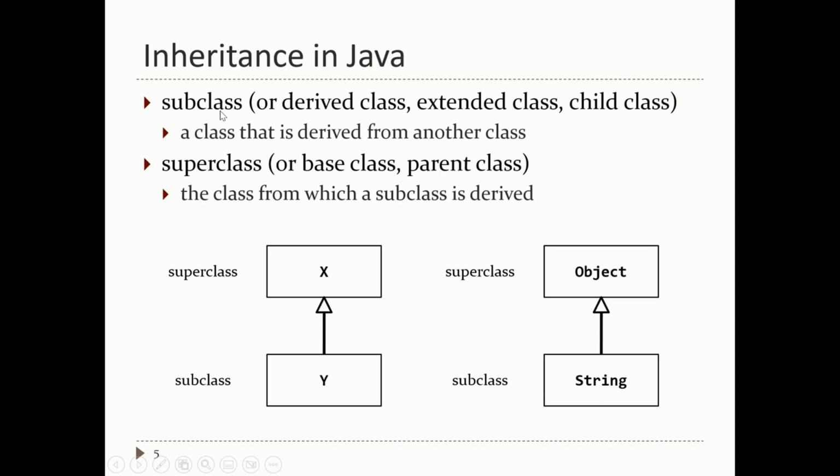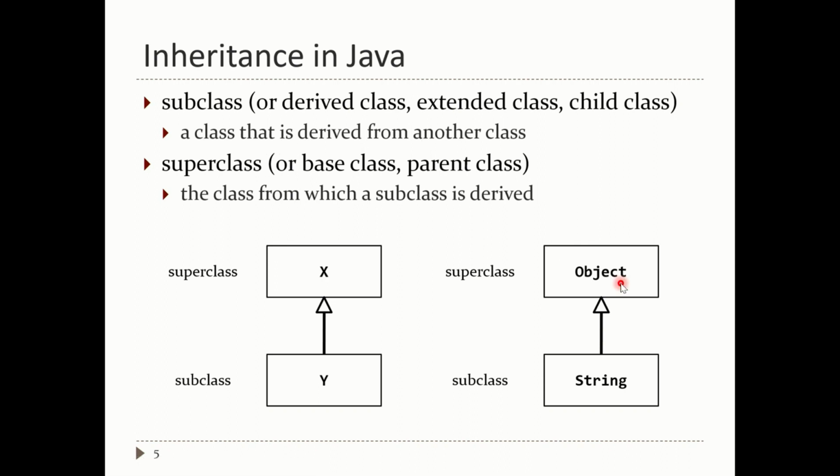A subclass, or a derived class, or an extended class, or a child class, these are all names for the same thing. I'm going to stick with subclass and superclass for the most part, or occasionally child class. A subclass is a class that's derived from another class. If you were to draw this as a UML class diagram, the subclass has an arrow that points to the superclass. The arrow is an open arrow. The superclass, or base class, or parent class, is the class from which a subclass is derived.